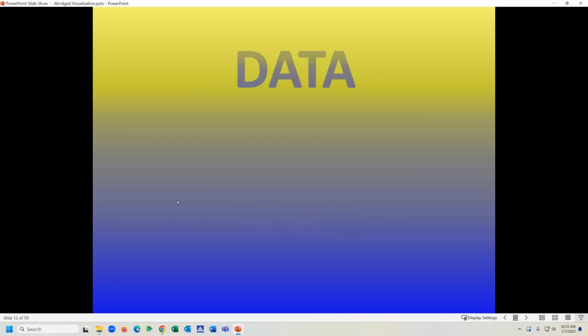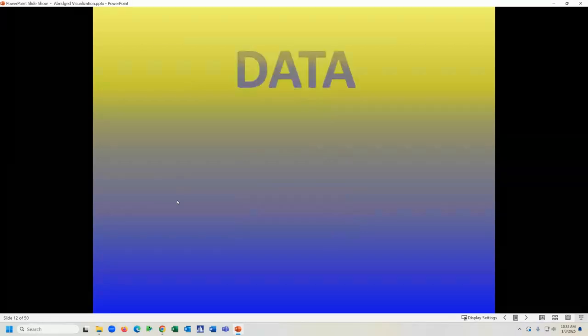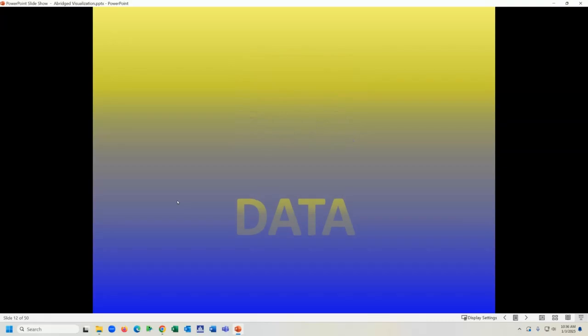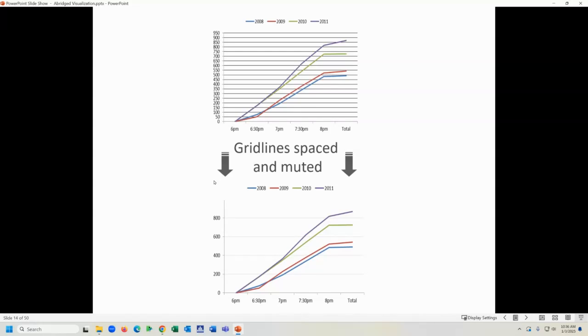In this one, look at the colors and look what happens as the word goes down. It's exactly the same colors in the word data. It didn't change. So when you go down, it looks like it has completely changed color because of the background. That's actually the true color in both cases.